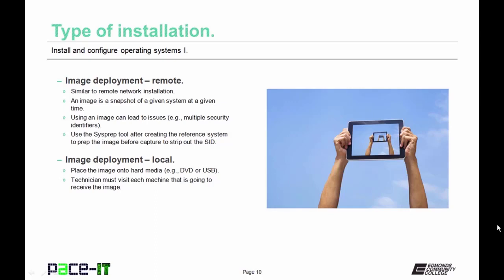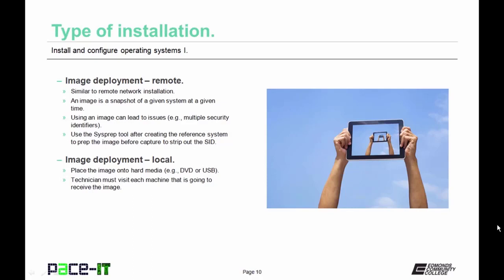And using an image can lead to some problems, as in multiple security identifiers. Networks and systems don't like that. If you use the sysprep tool after creating the reference system, you can strip out the SID before you capture the image.